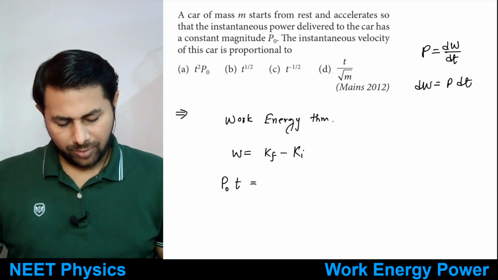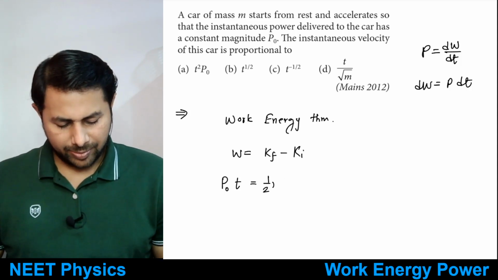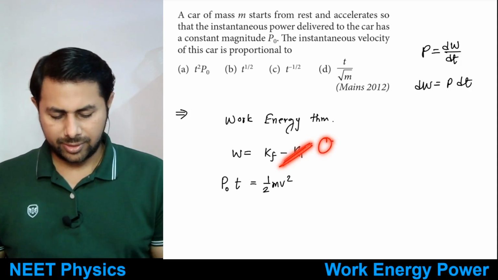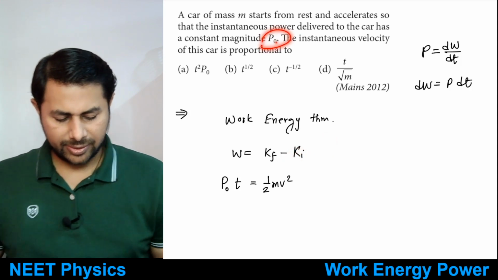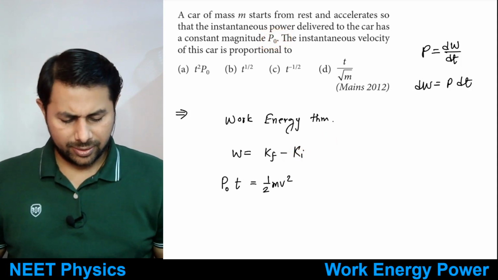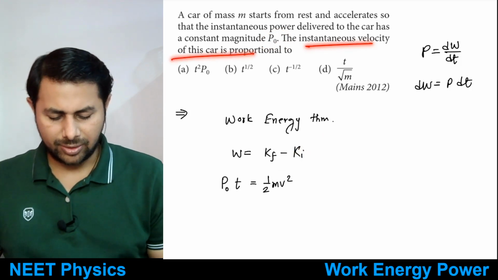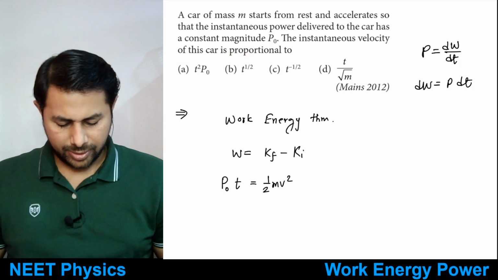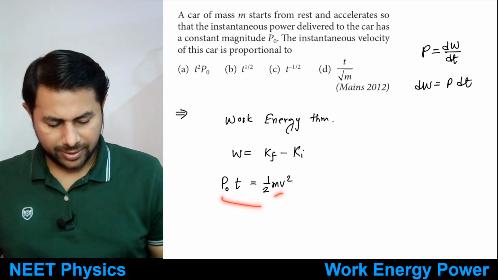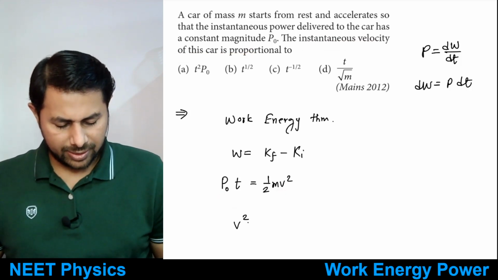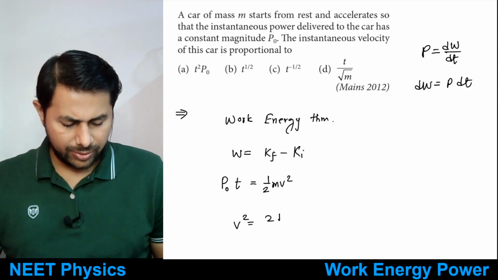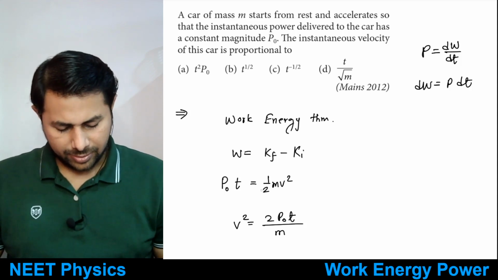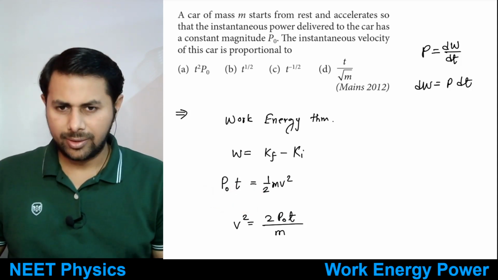Then you have final kinetic energy, that is half of m into v square. Initial kinetic energy is 0, because the body starts from rest. And you wanted the instantaneous velocity of this car. So again, move the 2 and m to the other side, so you get v square is equal to 2 times p naught t divided by m, option B.